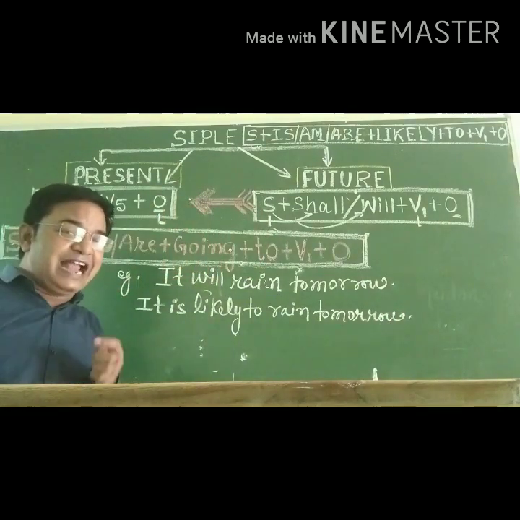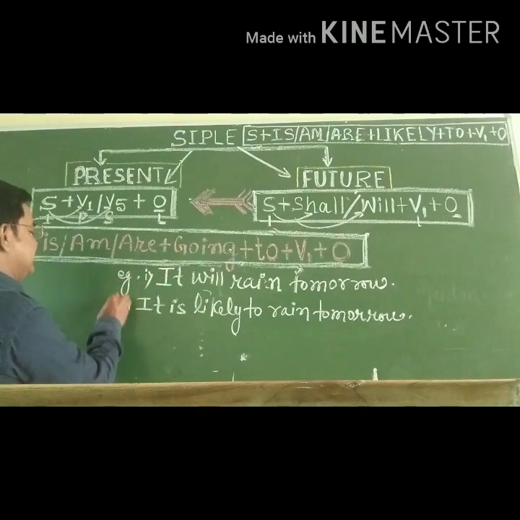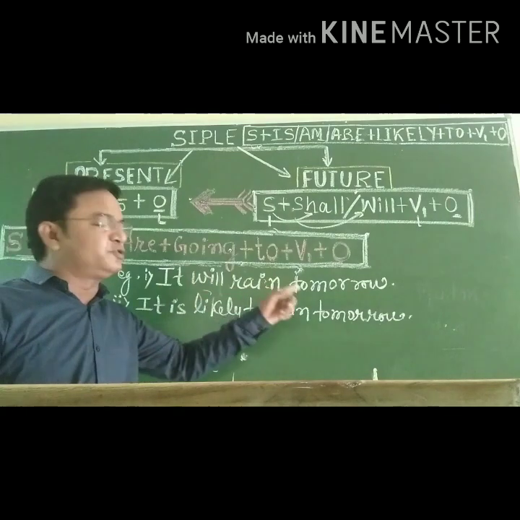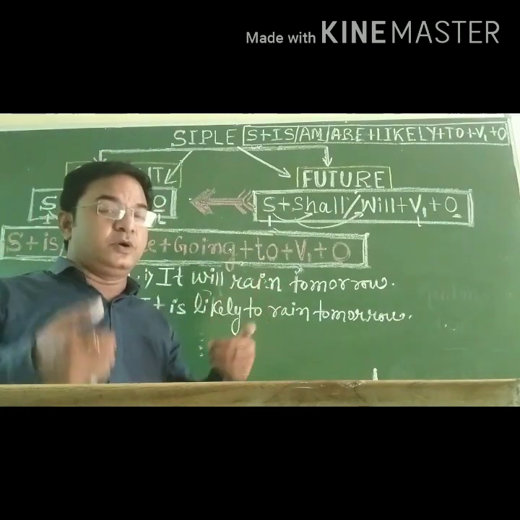Now try to understand the differences between both of the sentences. Sentence number 1 and sentence number 2. The sentence number 1 says that it will rain tomorrow. It may happen that it may not rain tomorrow.